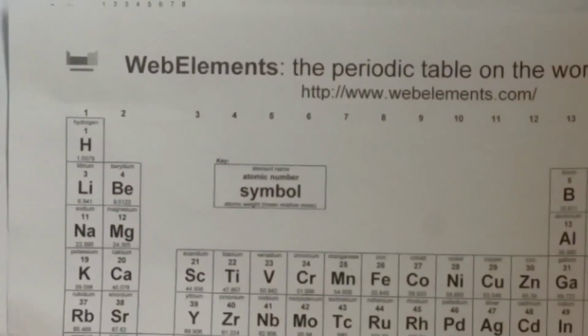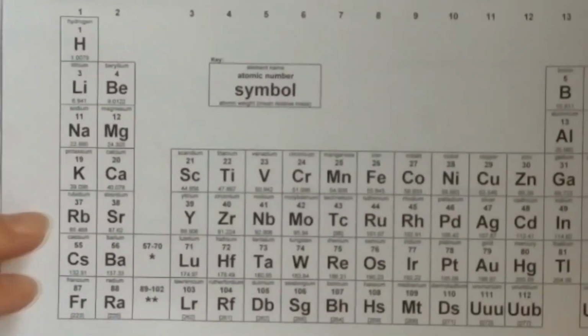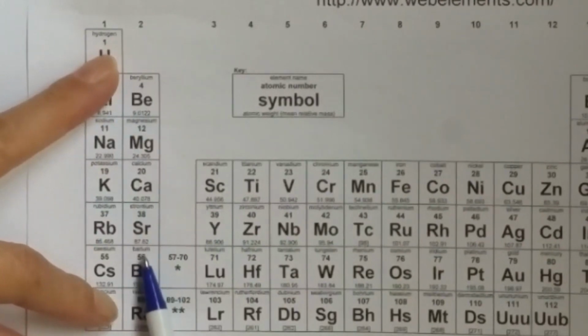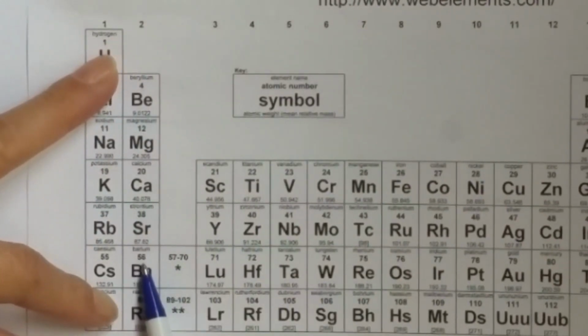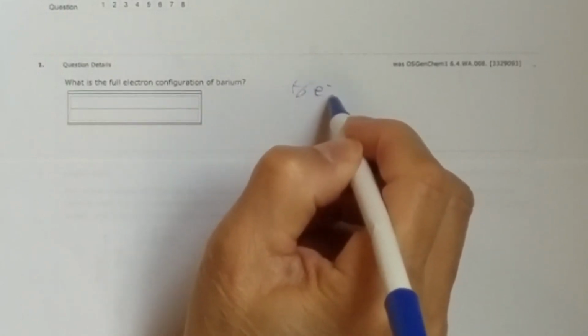All right, because we are talking about electron configurations, let's take a quick look. Barium should be a group 2A element, so it should be somewhere right here. The atomic number is 56. We already learned the atomic number equals the number of electrons. So therefore, we should have 56 electrons for barium.